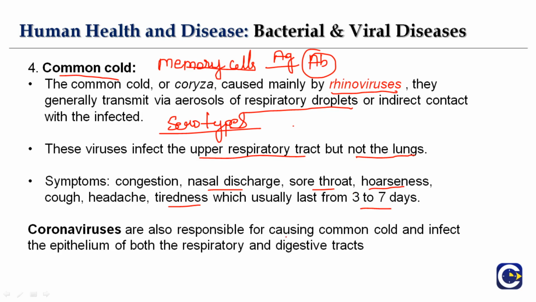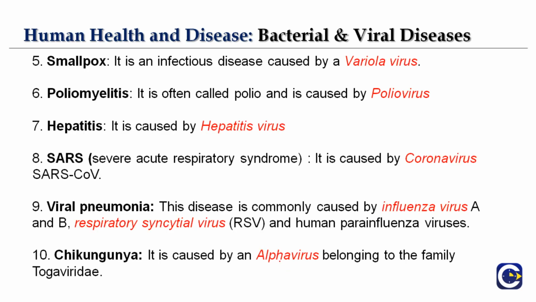Coronaviruses, which are also responsible for causing common cold, are said to infect the epithelium of both the respiratory and the digestive tract. That is why it is so severe. Once it starts affecting the respiratory and digestive tract, the person will experience shortness of breath. He cannot breathe. He will have breathing problems. After it becomes shortness of breath, it becomes pneumonia. So slowly the severity of the disease increases. That is why it is seen to affect children and elderly people, where the immunity is at a very suppressed rate. Okay. So next we have the list of other viral diseases.